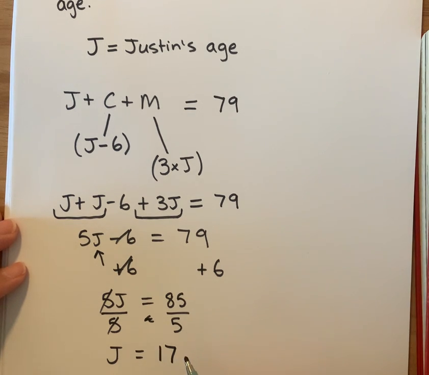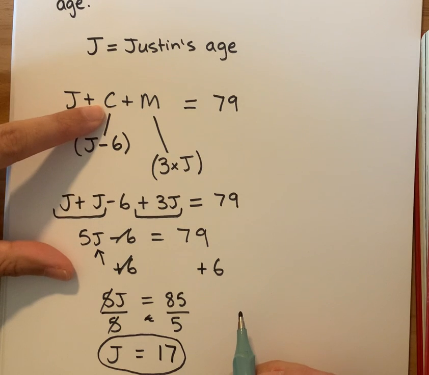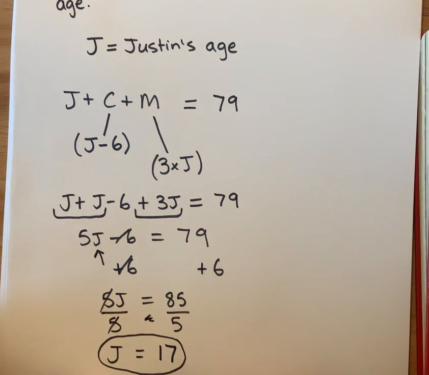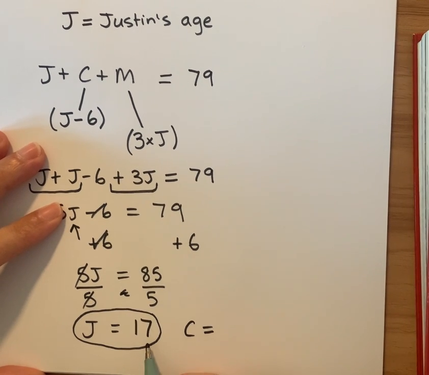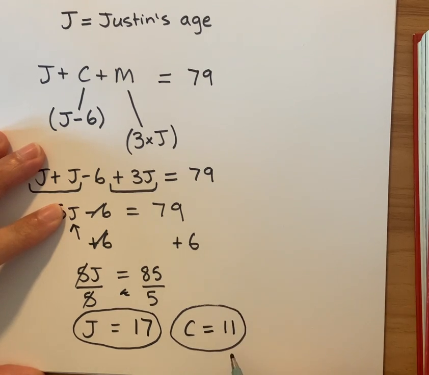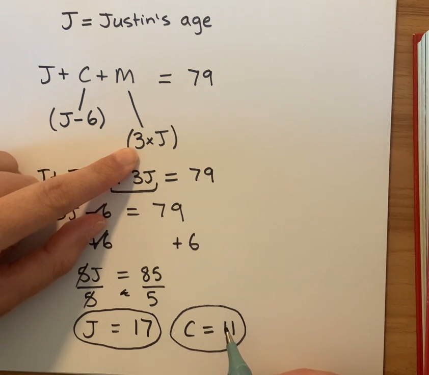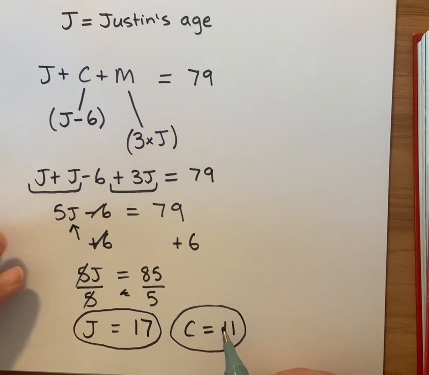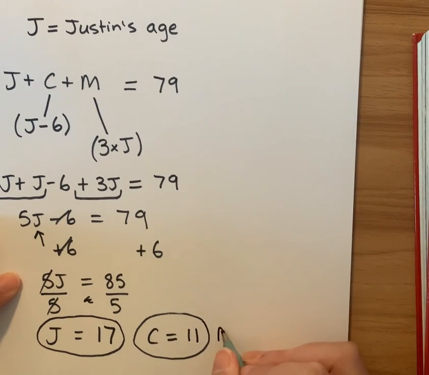But the question asked us to solve the equation and find each person's age. So we've got Justin's age, but we need to find the others as well. Now remember, Chelsea's age is just Justin minus 6 because she's 6 years younger. Justin's 6 years older. So if Justin's 17, that means Chelsea is just going to be 17 minus 6. So Chelsea's going to be 11. And their mother, well, remember their mother is 3 times Justin's age. So if Justin's 17, their mother's just going to be 17 times 3, which is 51.